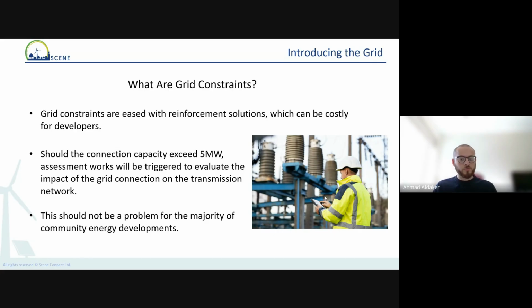The cost of upgrade works won't just be covered by the first applicant applying for a grid connection. It will also fall back on every future developer who seeks a connection to the grid at that very point. And then the early developer will be reimbursed, essentially. So these are referred to as second comer charges.